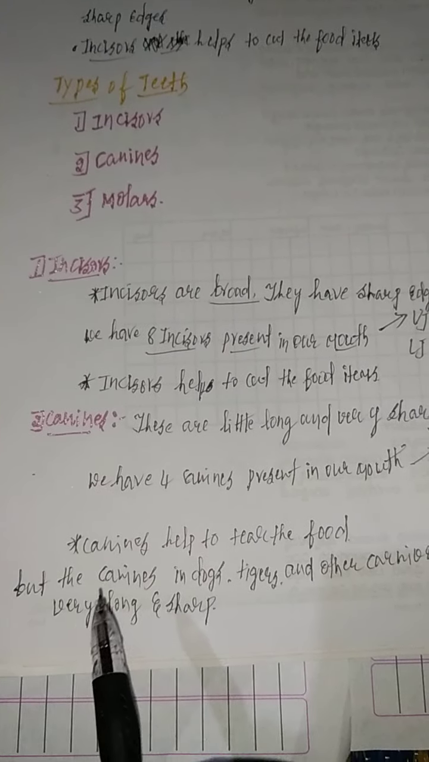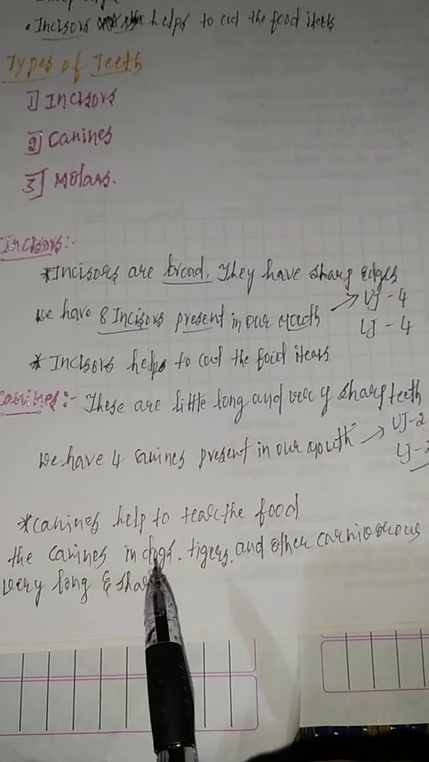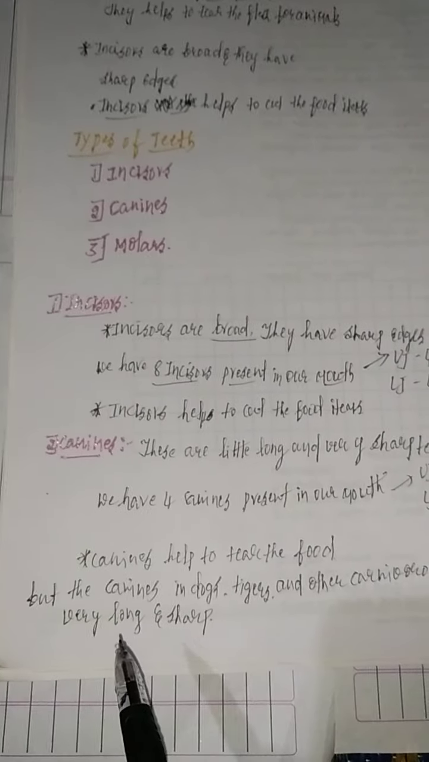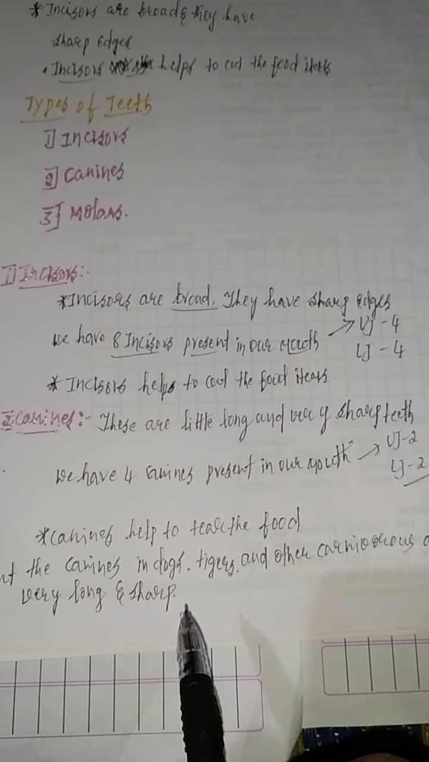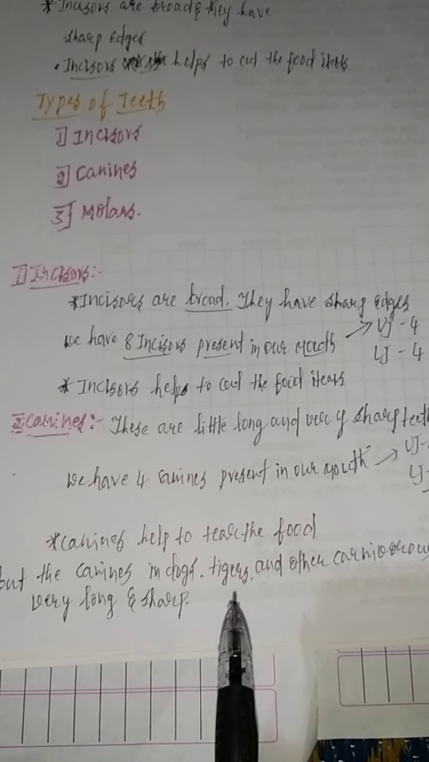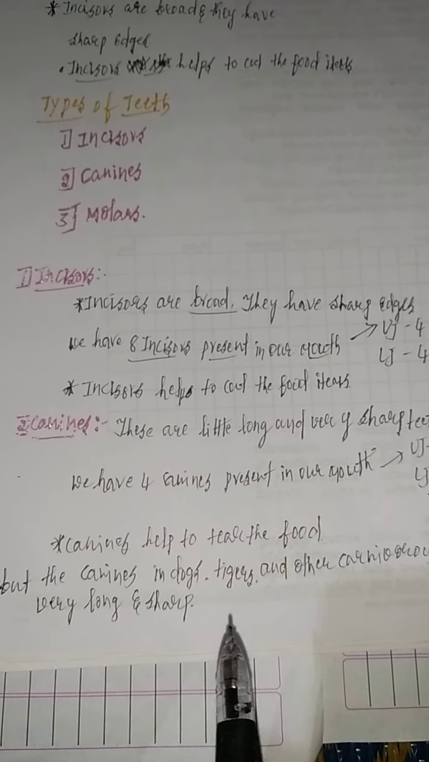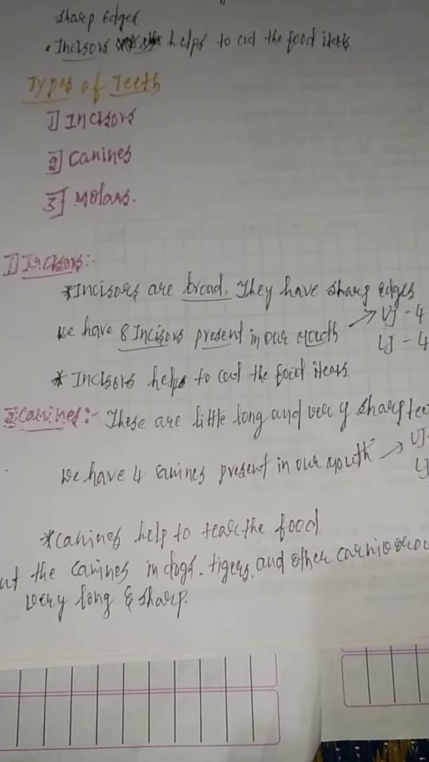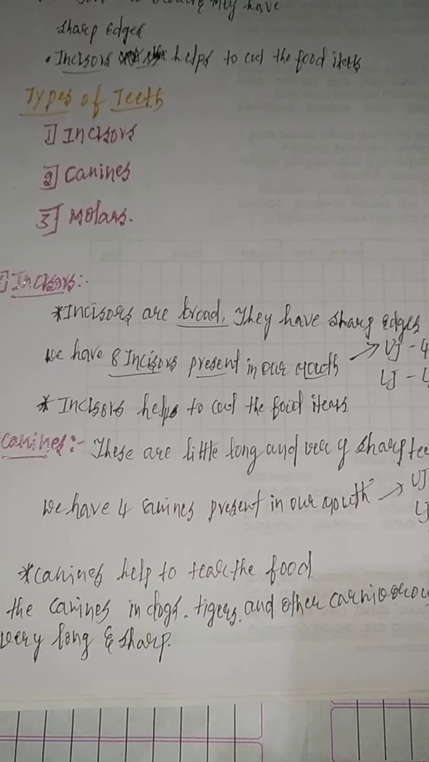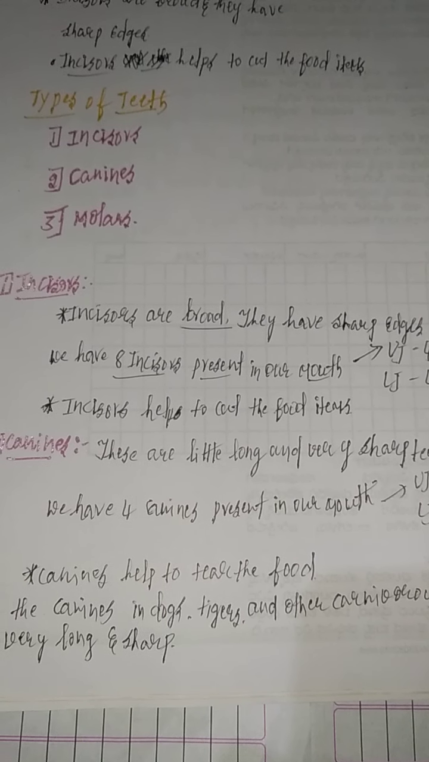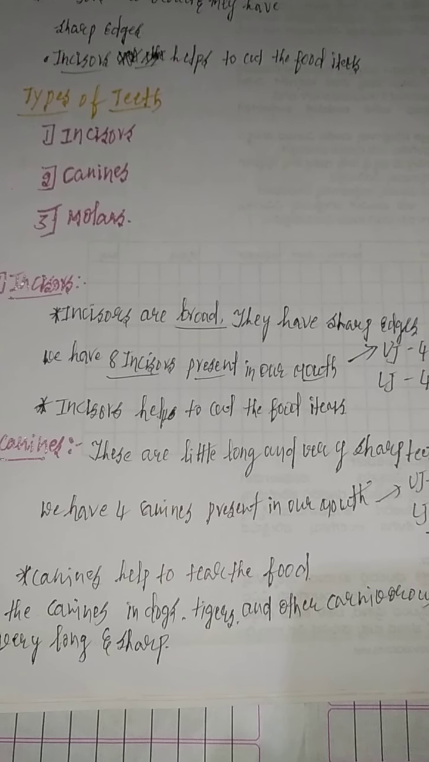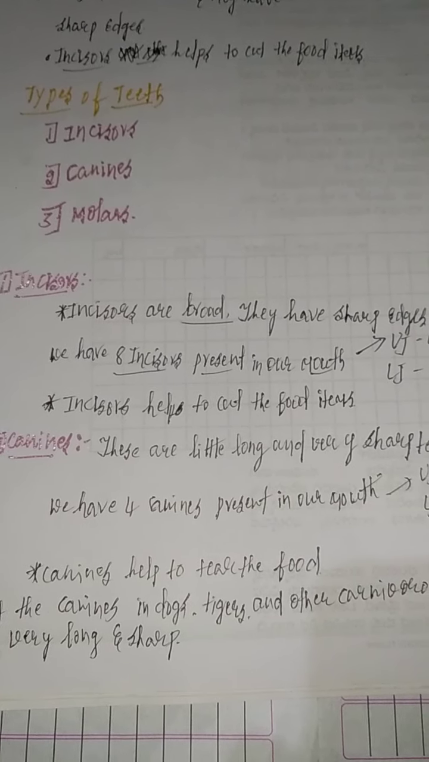The canines of animals like dogs, tigers and other carnivorous animals are very long and sharp. That is why these animals easily tear the flesh of other animals. The function of canines is to tear the food. For example, when we are eating sugarcane, the canines help to tear the sugarcane.